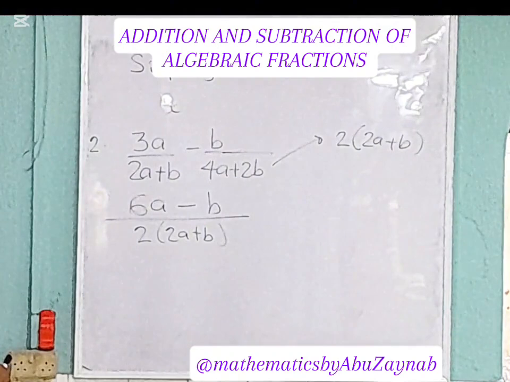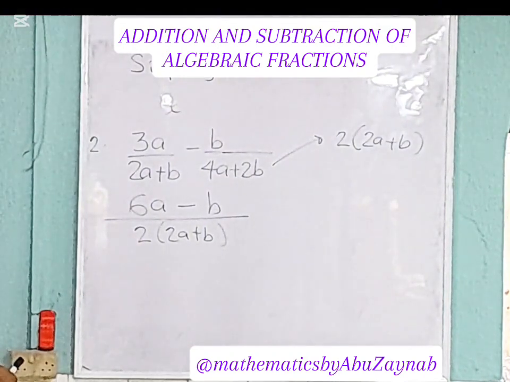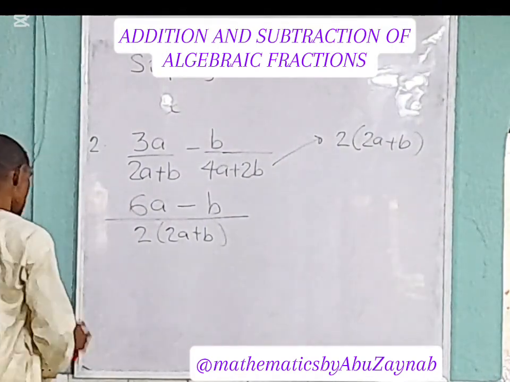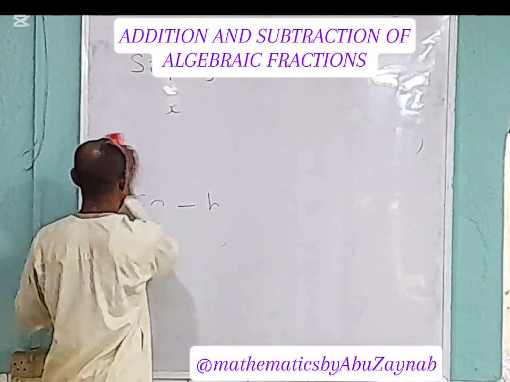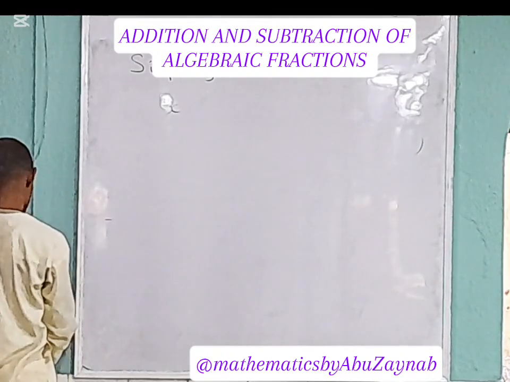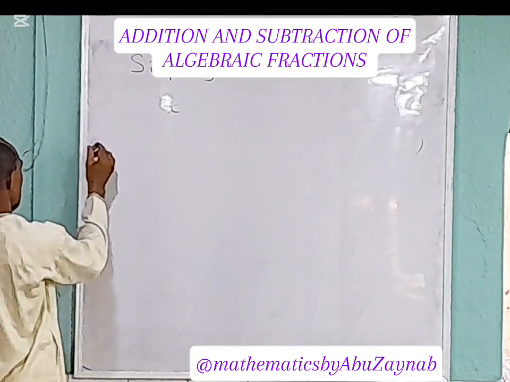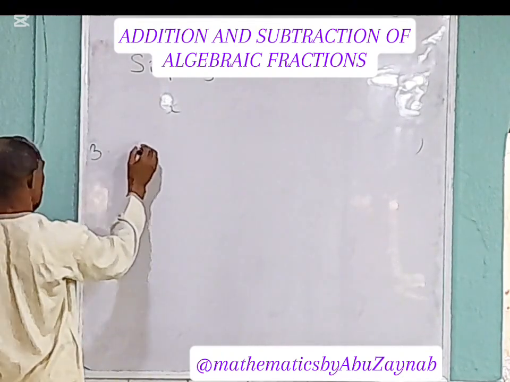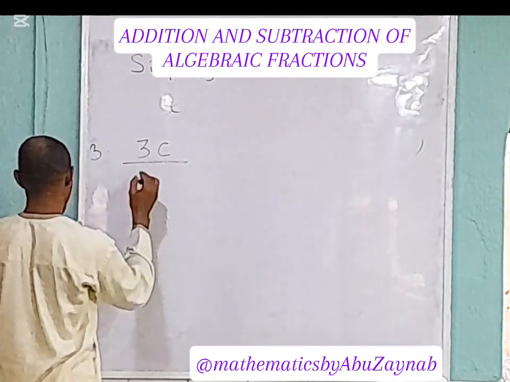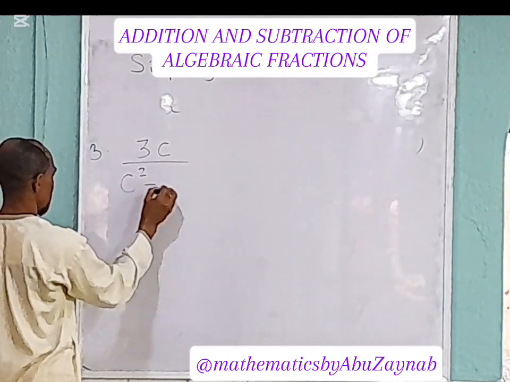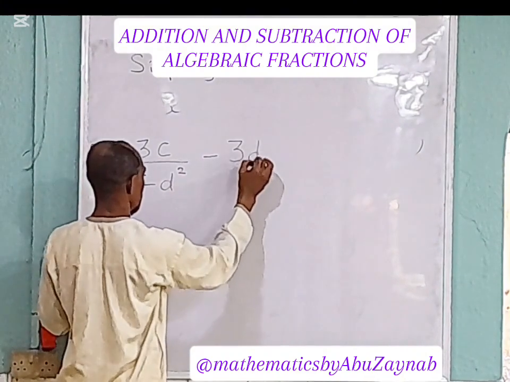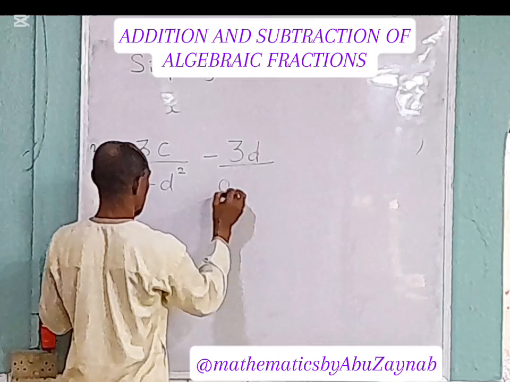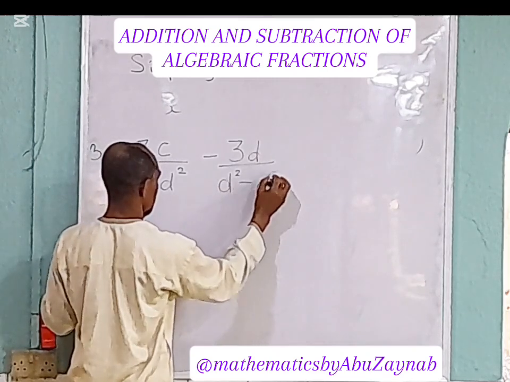I believe you found that quite straightforward and interesting, really. So, we go further now by taking example 3. And then we have 3c over c squared minus d squared, minus 3d over d squared minus c squared.